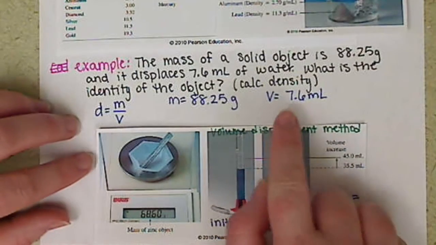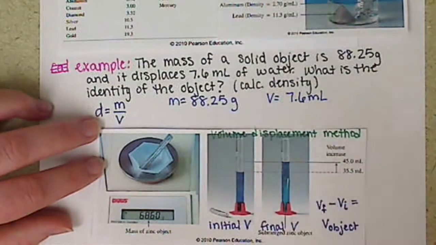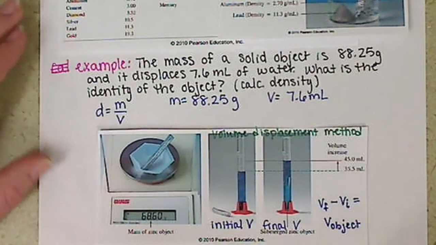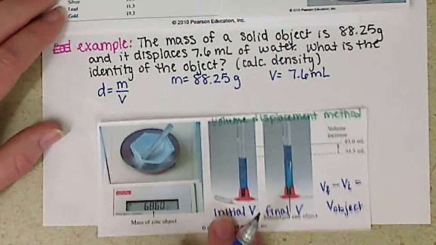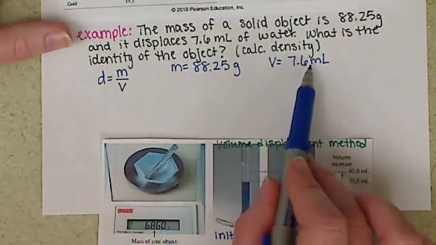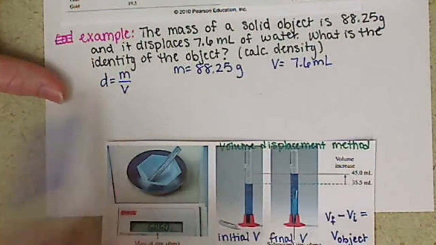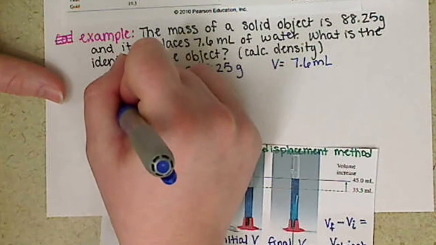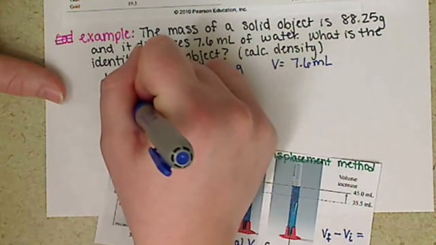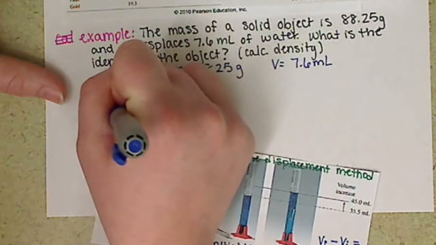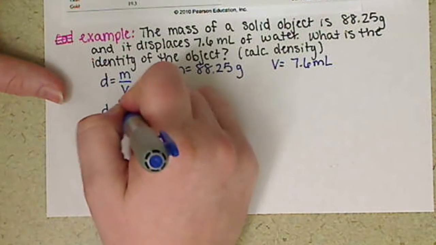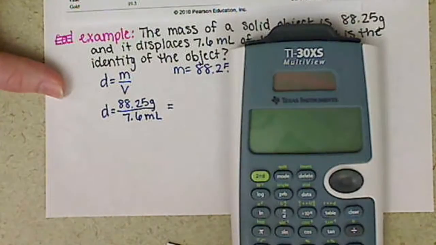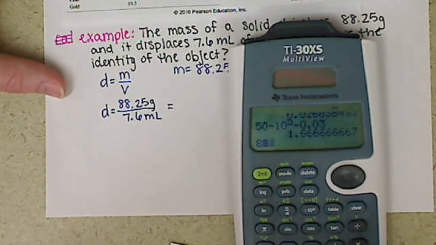So we already know that if we did this volume displacement, we would have a displacement of 7.6 milliliters. We can then plug these two values in. They're in the correct units, so we're going to plug them into our equation here. Density is going to be equal to 88.25 grams per 7.6 milliliters. We plug this into our calculator.